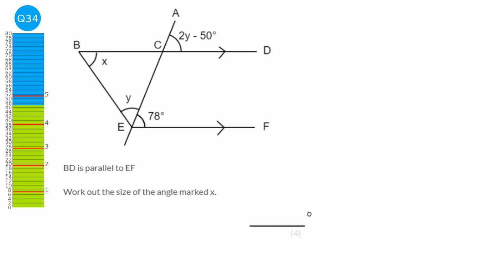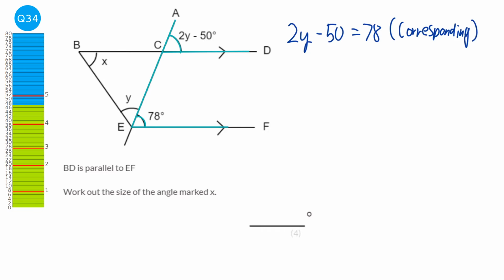To find out what the value of x is, we first of all have to find out what the value of y is. And we can notice that we've got two sets of parallel lines here, and a line going through them. And we've got these F angles, which we call corresponding angles. So we know that 2y minus 50 is equal to 78. And we must write down the reason: corresponding angles. And corresponding angles are equal.